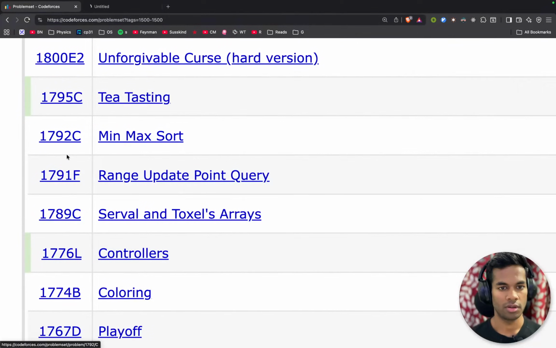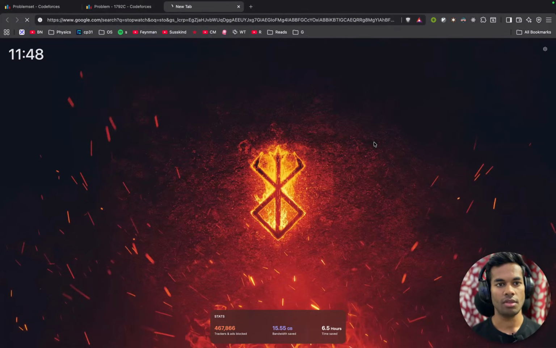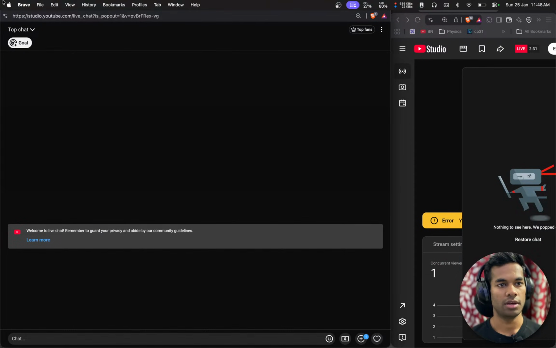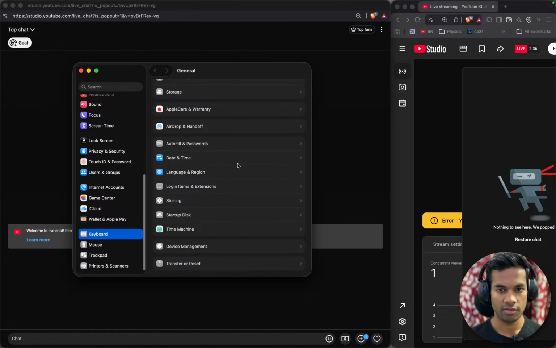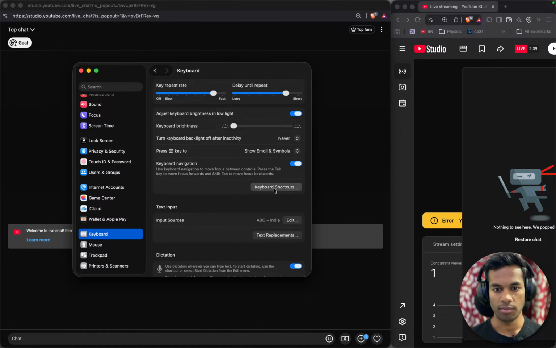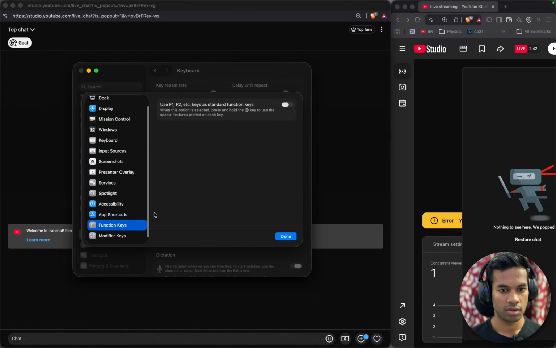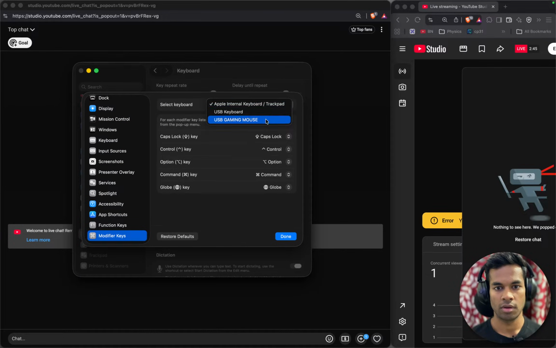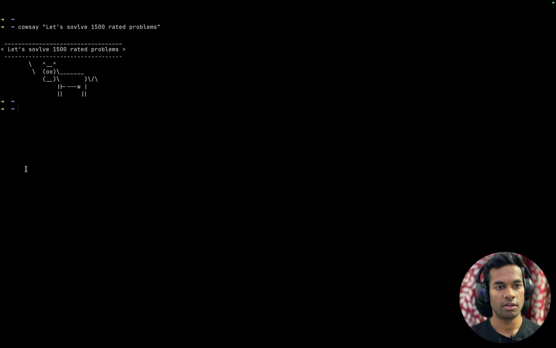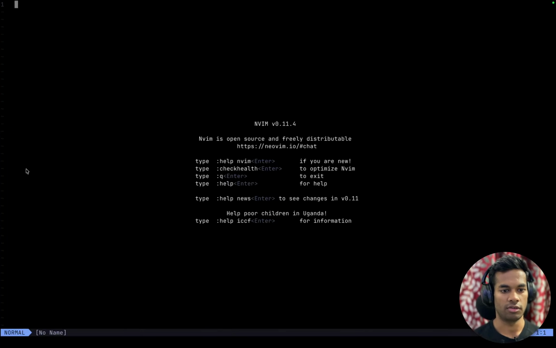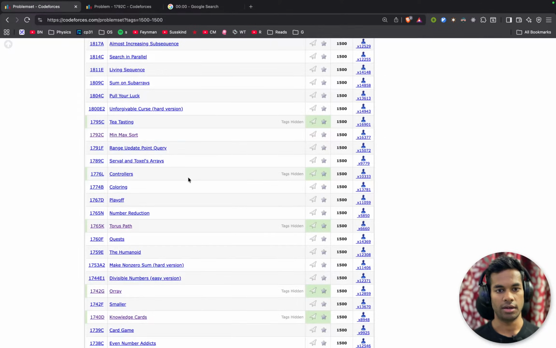Min-max sort. Let's see this one. Stopwatch. And one more thing before starting the problem. I have to change the keyboard modify keys for the USB keyboard, so that caps lock acts as the control key, which is very cool, and it just gets reset somehow. Competitive programming, start new vim and timer, and cool.